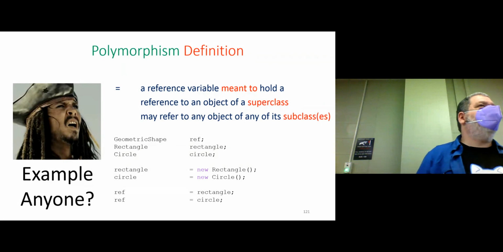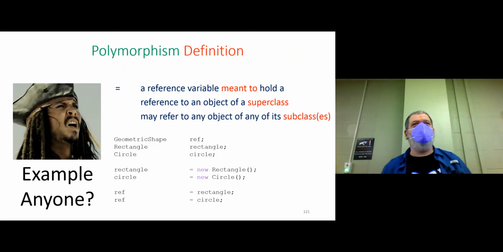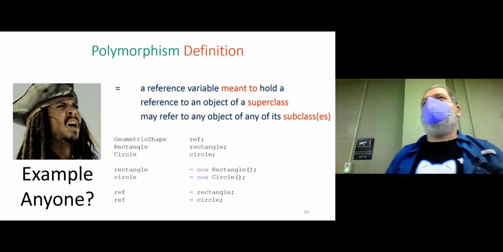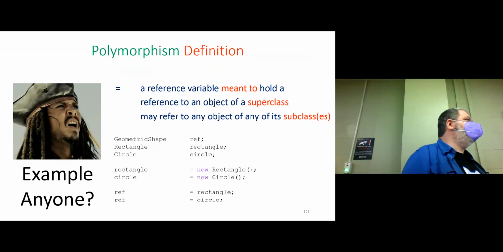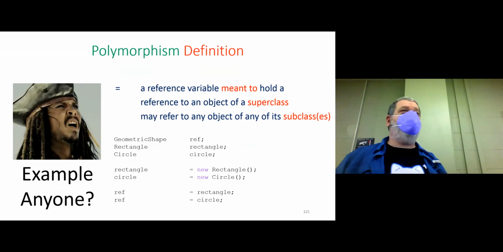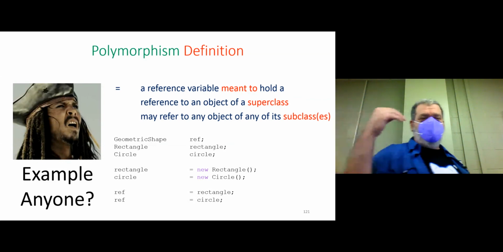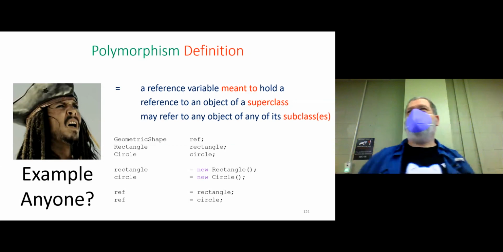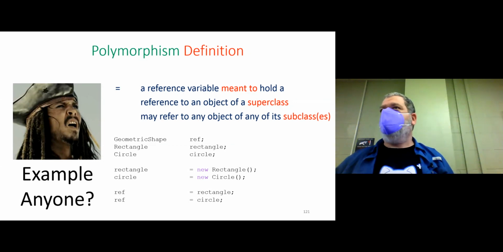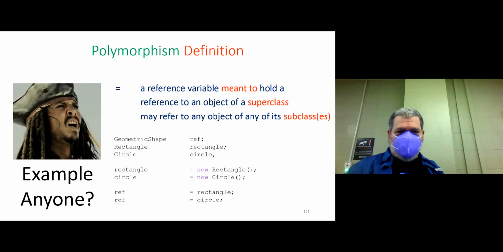And by the way, why have I been so pedantic since COP2513? Why did I say this is a reference variable meant to hold the reference to an object of that class? Because now we are discovering that even though ref, for example, is declared in a way that means I should have a reference to a geometric shape object, the polymorphism definition tells us that it may not be the case. I could have a reference to an object of a subclass of geometric shape. And that's exactly what I do here.